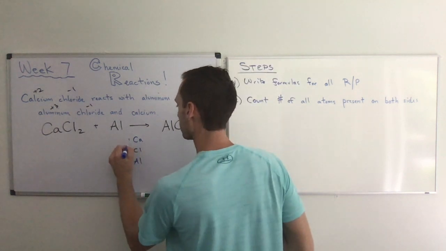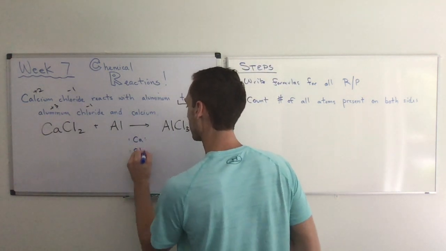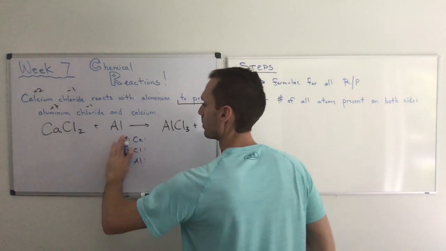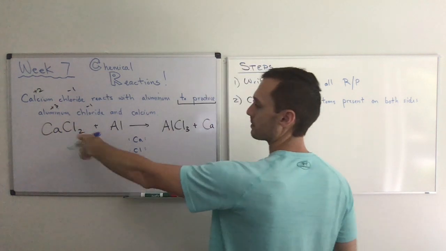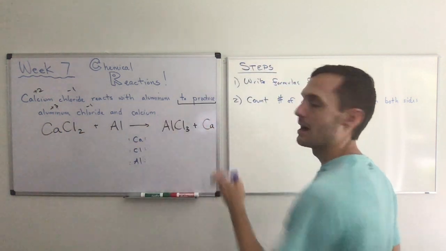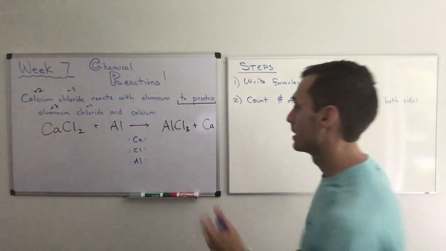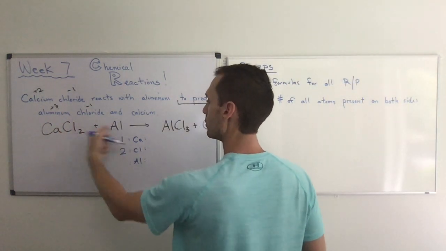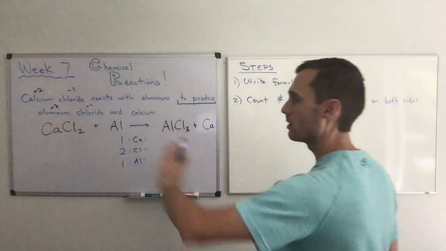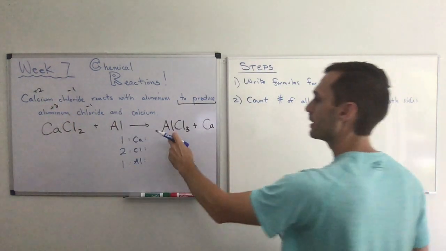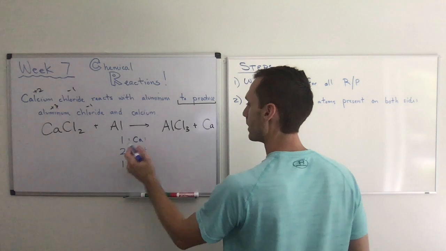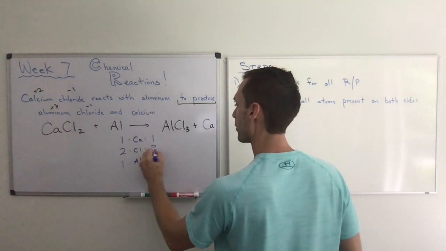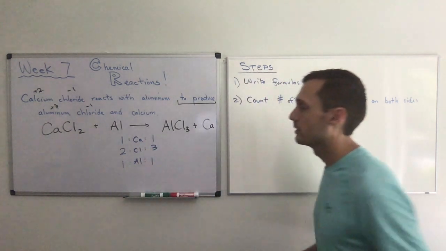And then basically, I'm just going to make a list on the left, how many of those atoms are present on the left, how many of them are present on the right. So calcium, we have 1, chlorine, we have 2, aluminum, we have 1, all on the left, the reactant side. On the right-hand side, we have 1 calcium, 3 chlorine, and 1 aluminum.